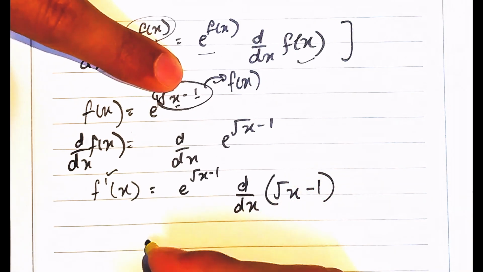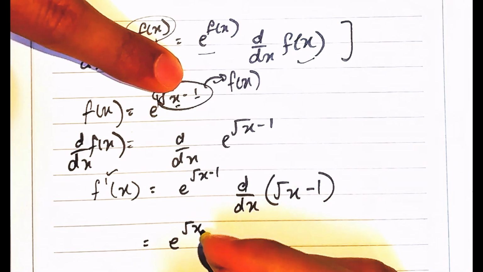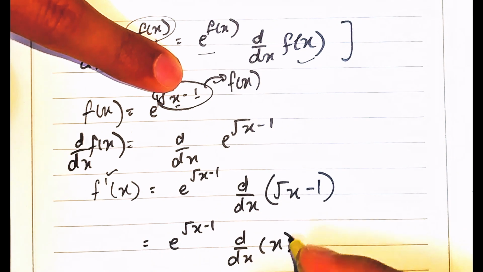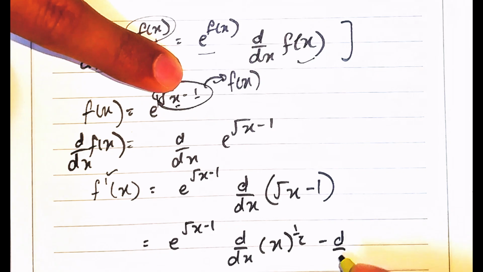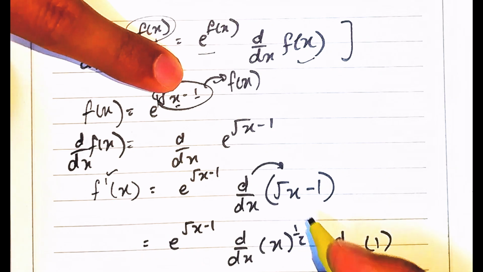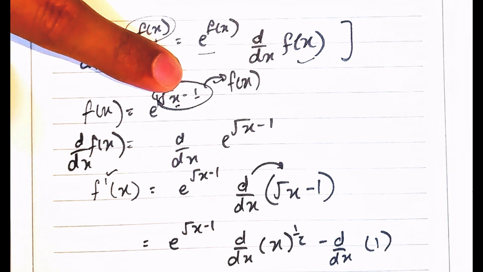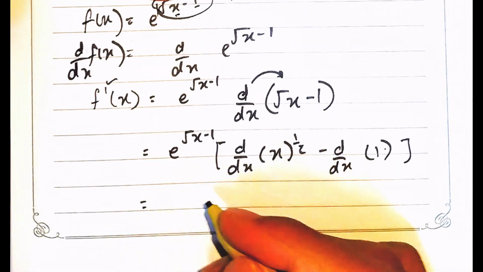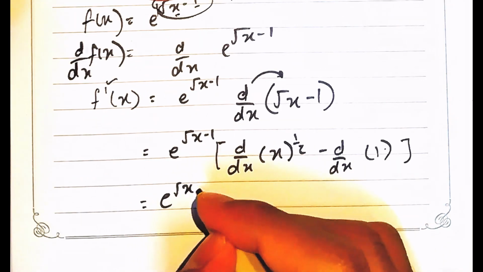So I hope you get the point. e^root(x minus 1), then d by dx of x^(1/2) minus d by dx of 1. I have just separated the derivatives of both of these terms, and I have also written the square root as power 1 by 2. Those are the same thing. Let me separate it by a bracket because this is the basic function which we had. Then e^root(x minus 1).